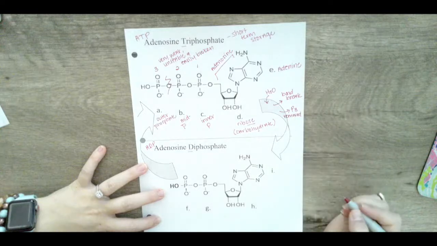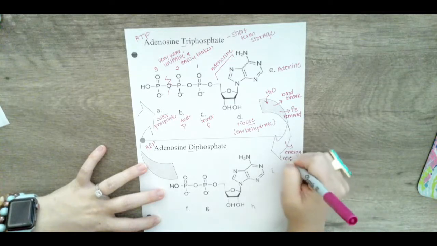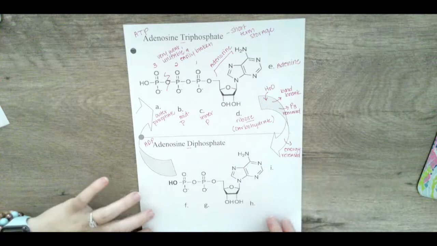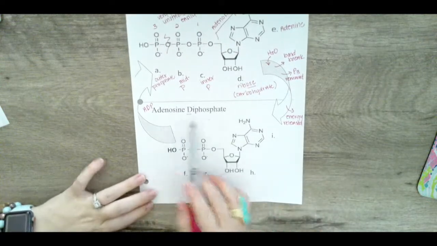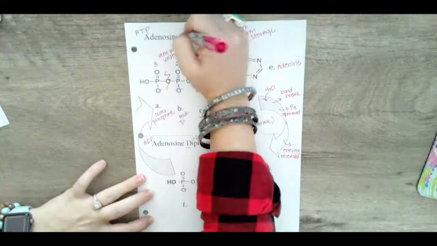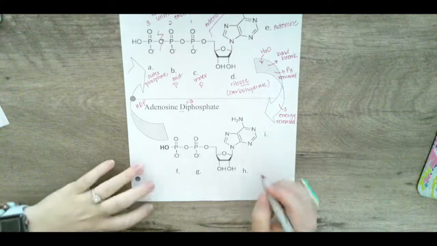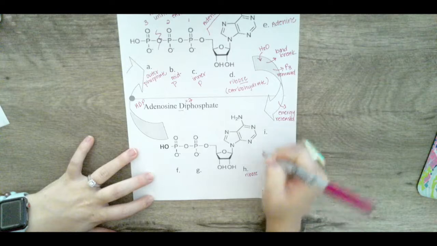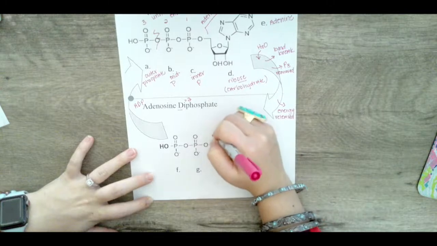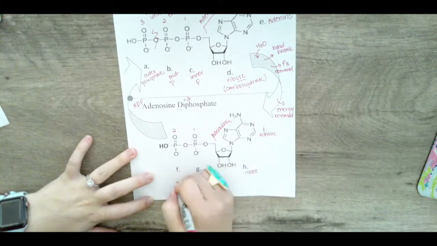And energy is released. When the bond breaks and energy is released, we get the molecule adenosine diphosphate. So di means 2, tri means 3. Now we're only going to have 2 phosphates. So we still have our ribose, we still have our adenine. These 2 together make adenosine. So we have adenosine, 1, 2, phosphate, diphosphate.